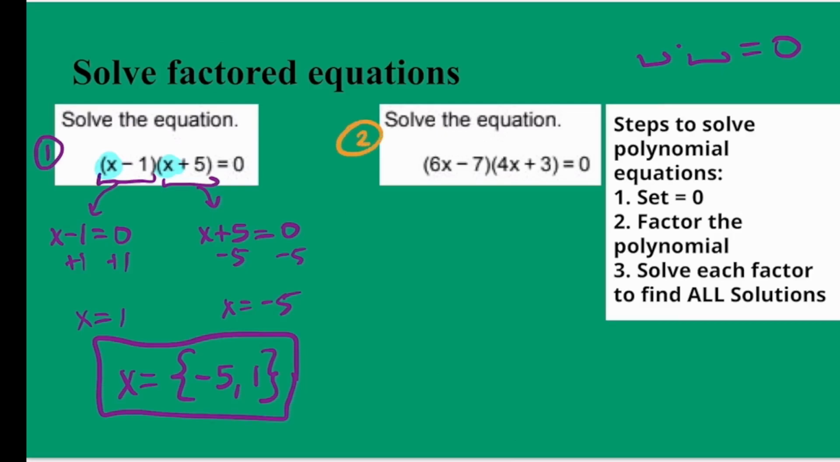So number 2, now we're solving a factored equation. (6x - 7)(4x + 3) = 0. Again, it's already equal to 0, so we're just going to split this up. 6x - 7 can equal 0, and then 4x + 3 can also equal 0. Both of those cases will give us an answer of 0 when we multiply.